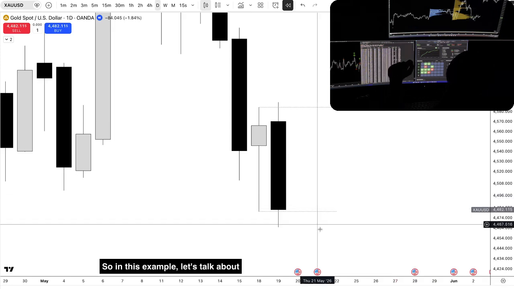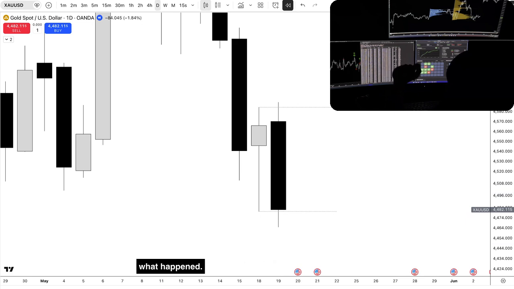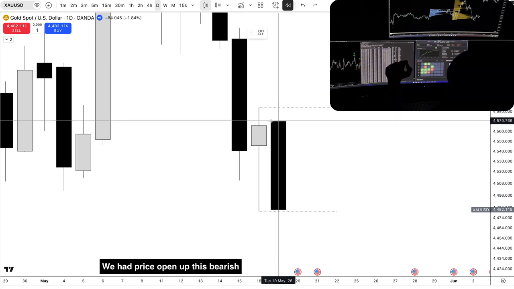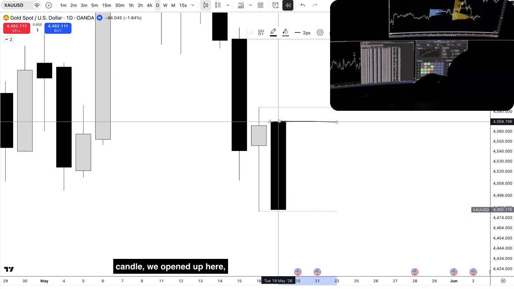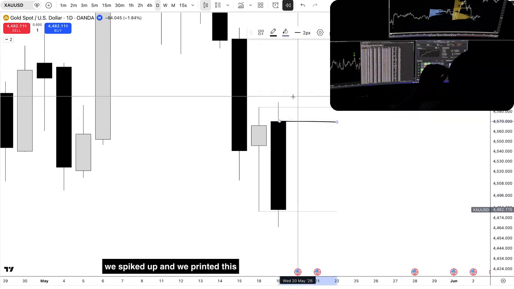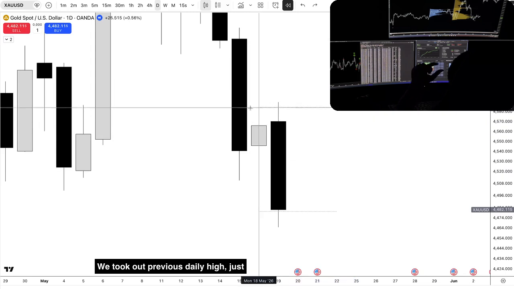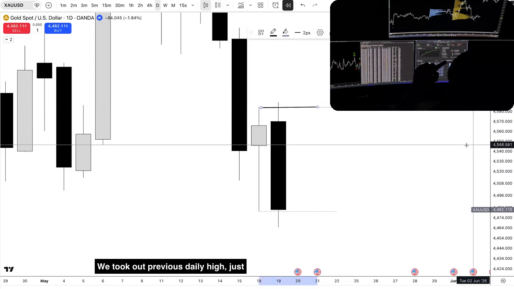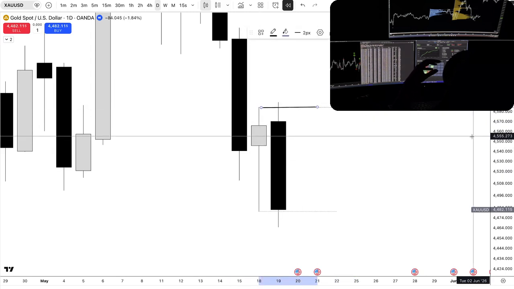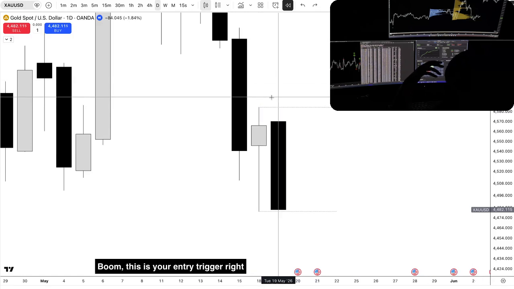So in this example, let's talk about what happened. We had price open up this bearish candle. We opened up here, we spiked up and we printed this high of the day. Look at this high right here. We took out previous daily high, just like we spoke about on the diagrams. Boom, this is your entry trigger right here.